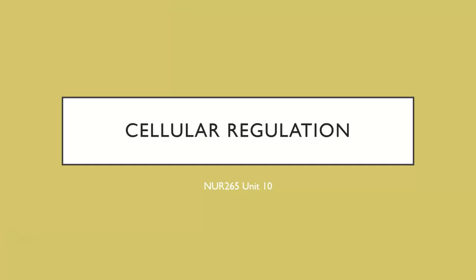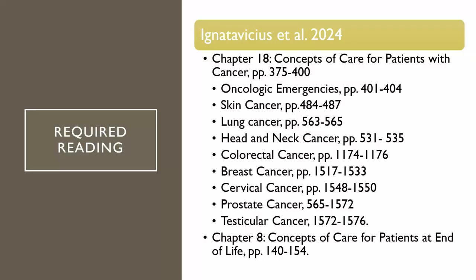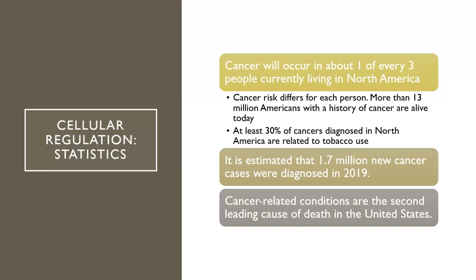All right, so Unit 10, cellular regulation. We're going to talk about cancer, how we treat it, and then end of life. So cellular regulation and statistics. Cancer will occur in about 1 of every 3 people currently living in North America.